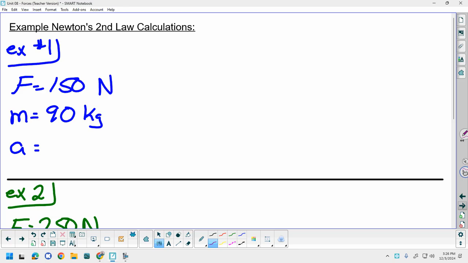Example 1. Our three variables that we need to calculate Newton's second law are force, mass, and acceleration. In this first example, we have the force, 150 newtons, capital N stands for newtons. Mass equals 90 kilograms, kg is kilograms. And then we're going to be solving for the acceleration. Acceleration has units of meters per second every second, just like when we went through our motion unit.